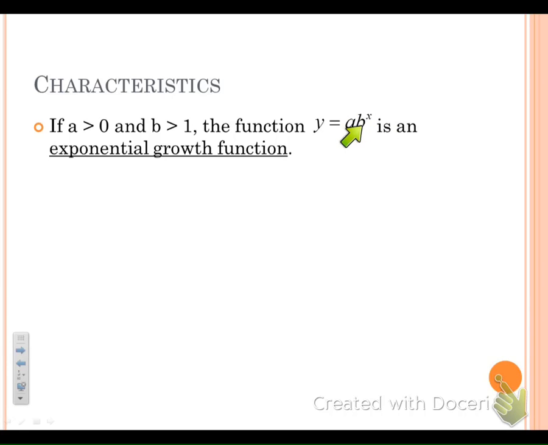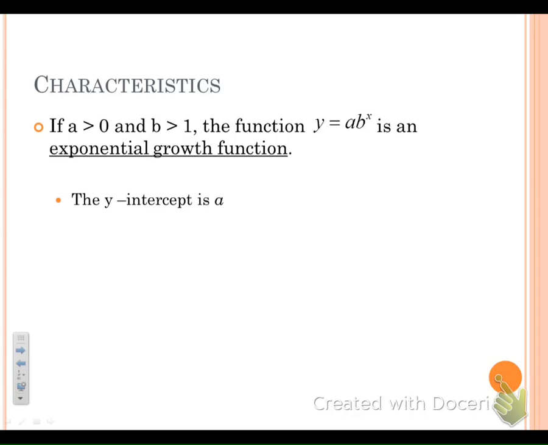So if you have a base that's bigger than 1 and the a is positive, you have an exponential growth function. And there's certain types of characteristics, but these characteristics only deal with if it's in this form. If there's anything else going on in the exponent, or if there's like a +1 hanging out here, then the rules change.